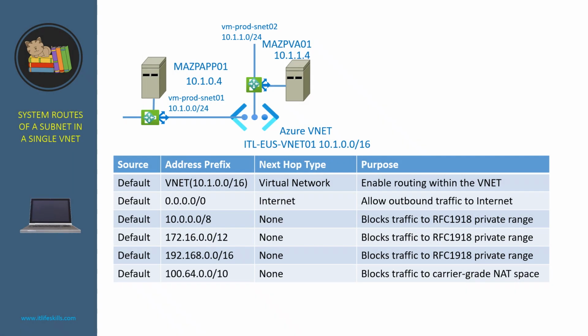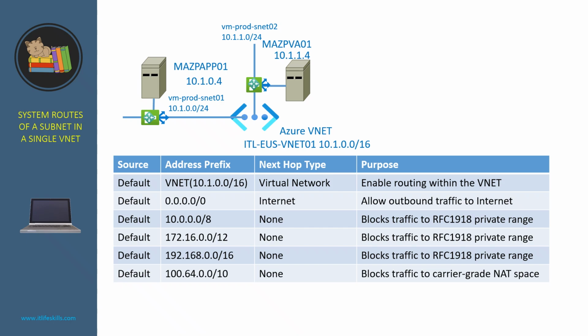Here are the system routes of a subnet in a network with a single VNet. Let's pay attention to the next hop type. When the next hop type is set to none, it means Azure will drop the traffic. And when the next hop type is internet, it means Azure will route the traffic to the internet. And when the next hop type is set to virtual network, it means Azure will route the traffic within the VNet.